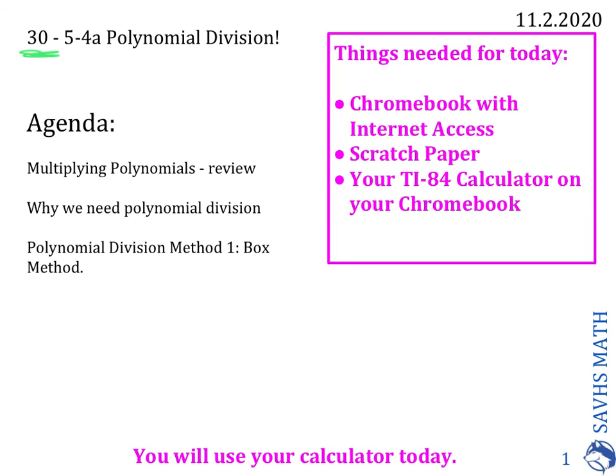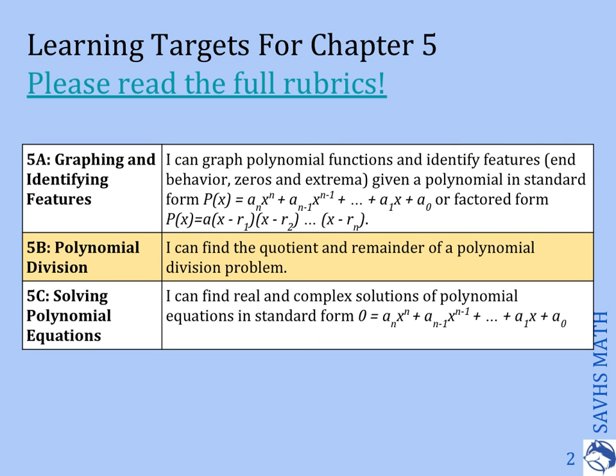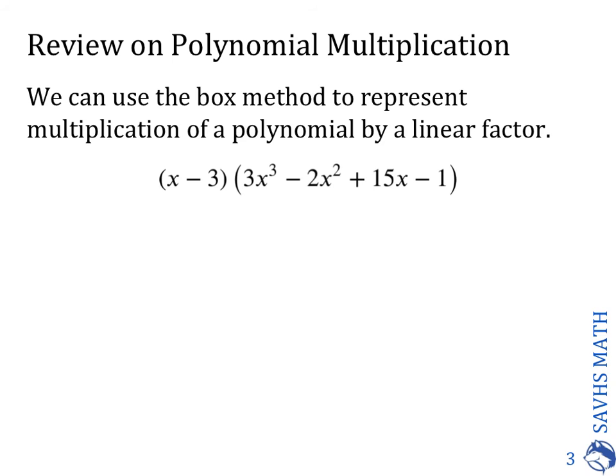critical. Here we go. We're working on learning target 5B today, which is finding quotients and remainders of polynomial division problems. We'll jump into sort of the nuts and bolts of how to do polynomial division, and then we'll talk about a little bit later how to interpret a remainder. Okay, so I'm going to start with a review on multiplying polynomials just because division is the opposite of multiplication. And so we have to know where the multiplication comes from, how that works to be able to work with division. So let's do this multiplication.